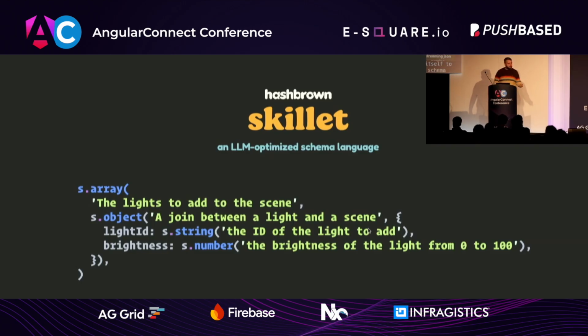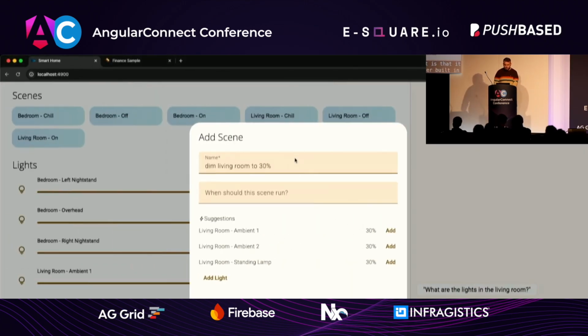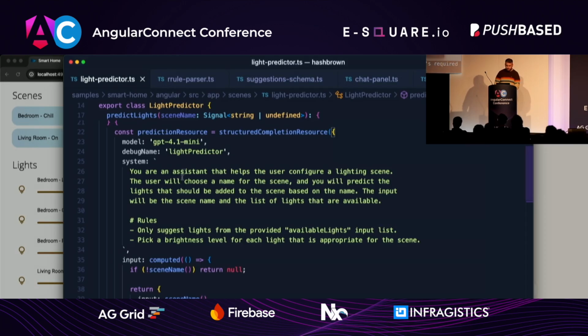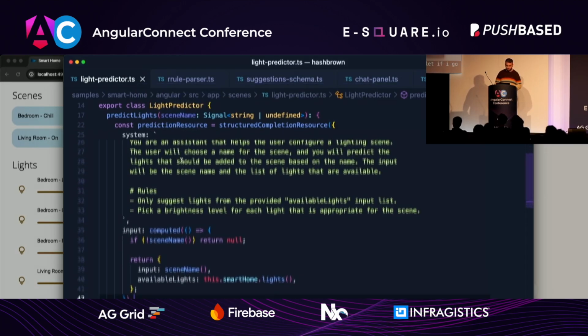But my favorite feature of Skillet is that it actually comes with a streaming JSON parser built in. So if I go back to this demo and switch this to 50%, notice that it takes a little bit of time for those suggestions to come in. The LLM is processing it and then generating all the JSON that's required for it to show these suggestions. But with Skillet, if I go into the code, here's the actual prediction resource that's doing this.